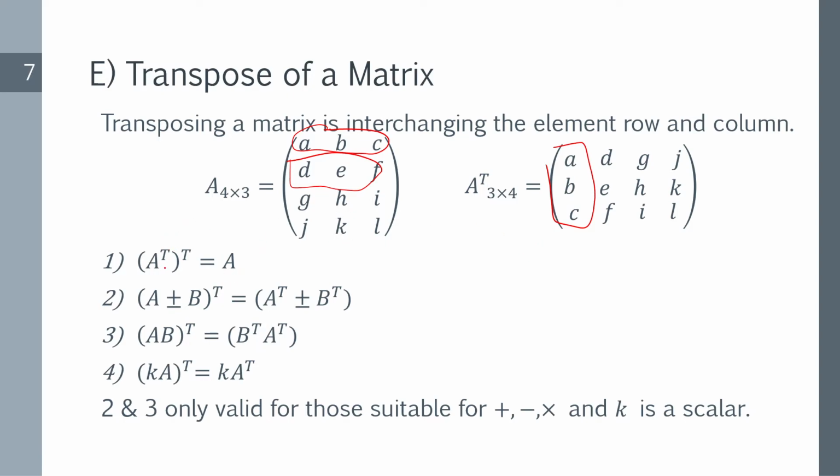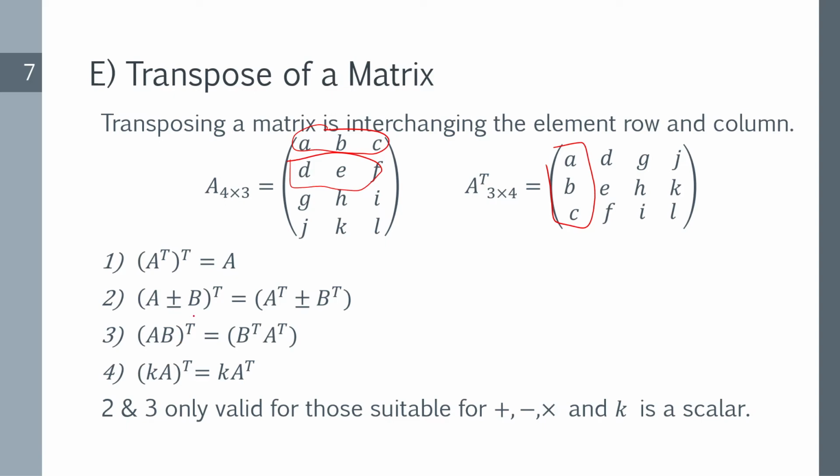If you transpose a matrix, and then you transpose it again, you will get back the original. Okay, so that means from a row, you change it to become a column, change back to a row, so you are back to normal. And then let's say you have a plus or minus, if you want to add or subtract and then transpose, or you transpose first and then add or subtract later, also can. But multiplication is not applicable.